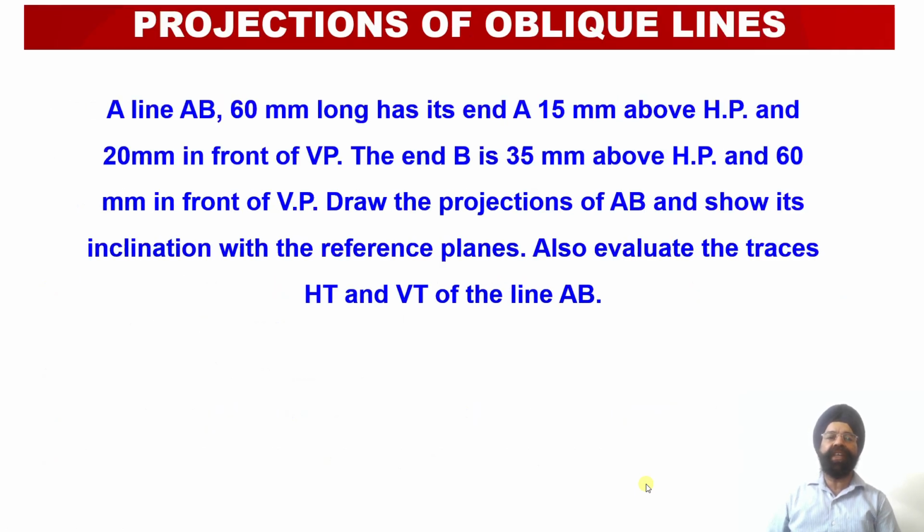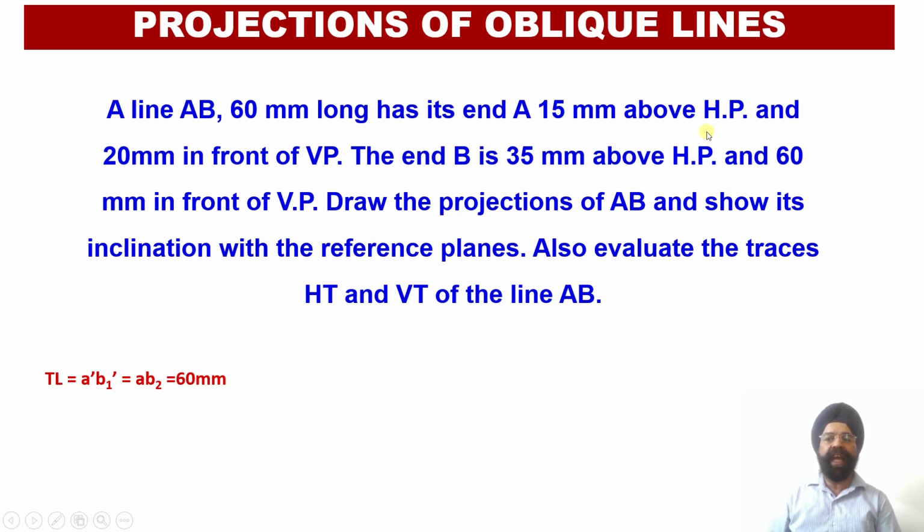Now, let us read out the statement. So here we have been provided with an oblique line AB which is 60 millimeter long. So this means that this line AB is the true length of the line, right? So this line AB happens to be 60 millimeter long. So we have got A dash B1 dash or AB2 equal to 60 millimeter.